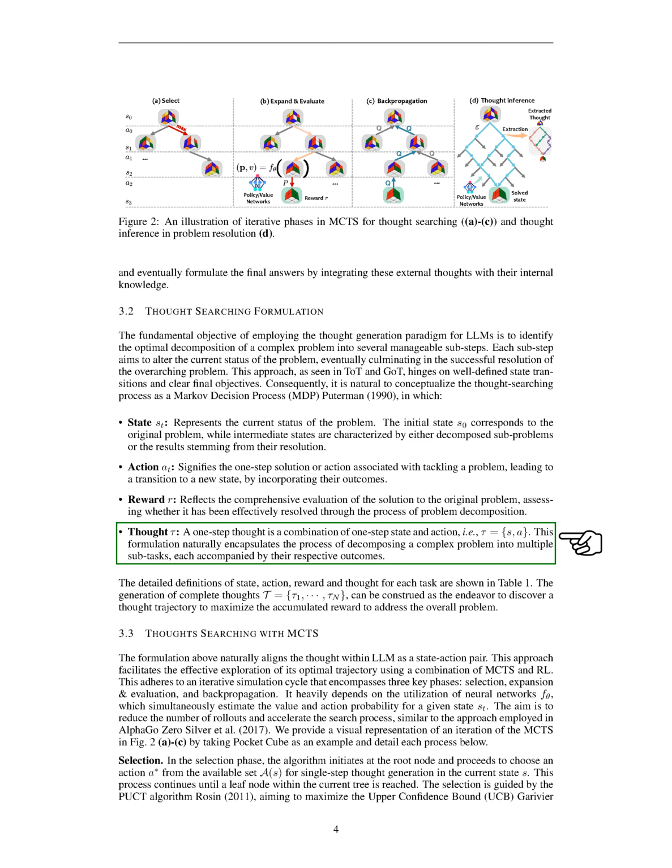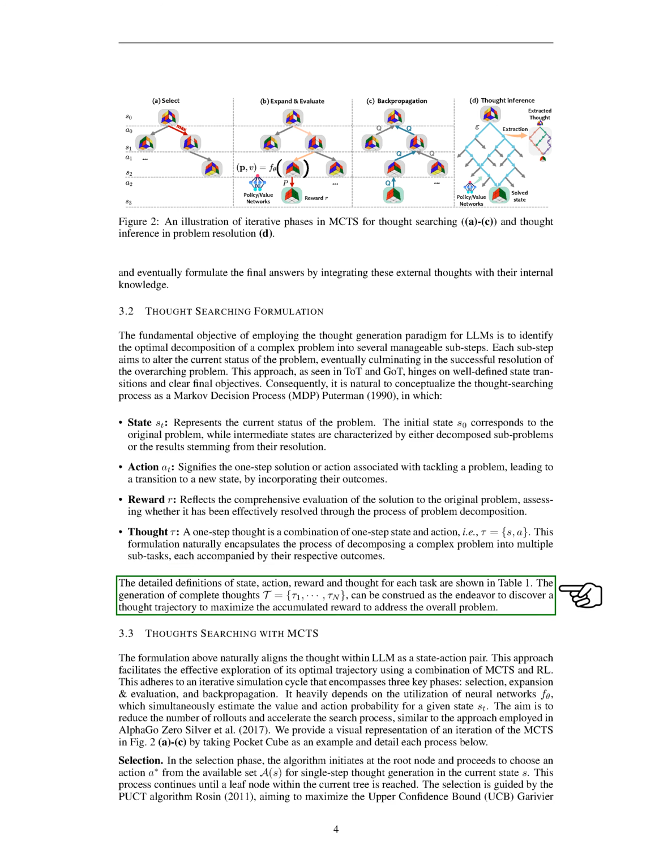A one-step thought is a combination of one-step state and action. The generation of complete thoughts can be seen as the effort to find a thought trajectory that maximizes the accumulated reward to solve the overall problem.